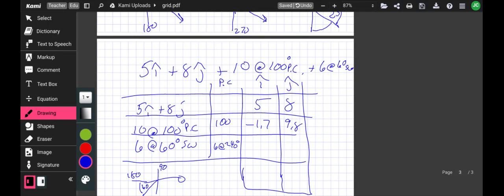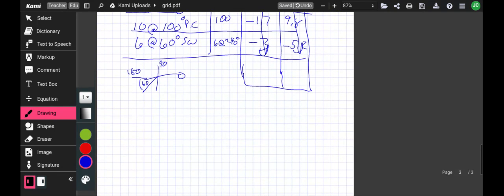And so now I do 6 cosine 240. And again, if I have it in PC, I don't have to worry about signs. It immediately comes out negative 3. And I do 6 sine 240. Again, I'll get the correct sign, which is negative 5.2. And so I add together my x's and I add together my y's. And from there, I find the value in Cartesian coordinates. Whatever I get here is my Cartesian answer.